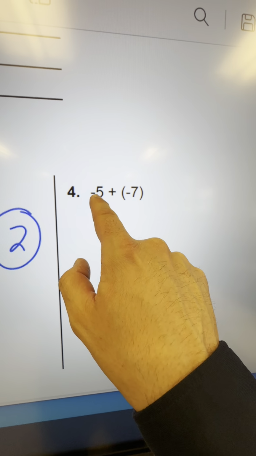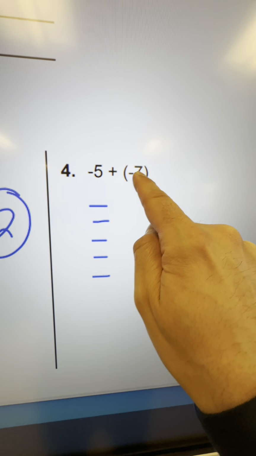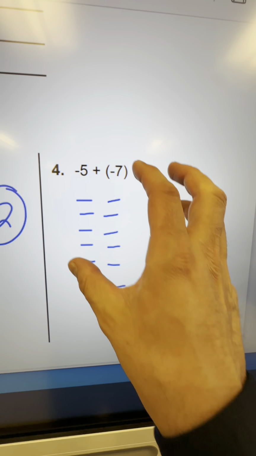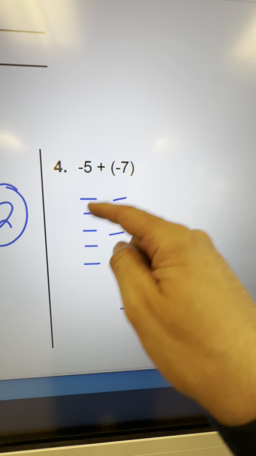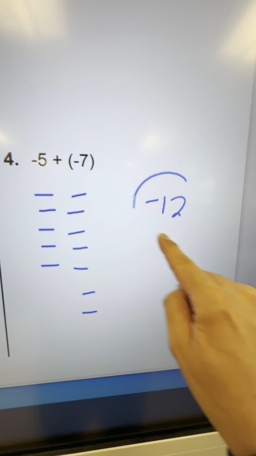And then the last one, -5 plus -7. So 5 negatives, 1, 2, 3, 4, 5. And I'm adding 7 more negatives. So 5 negatives and 7 negatives. When you combine this, there's no zero pairs. So altogether, you can see here we have a total of 12 negatives.